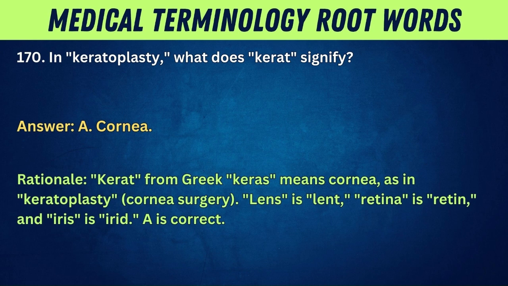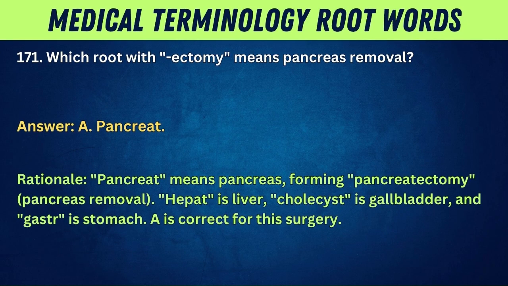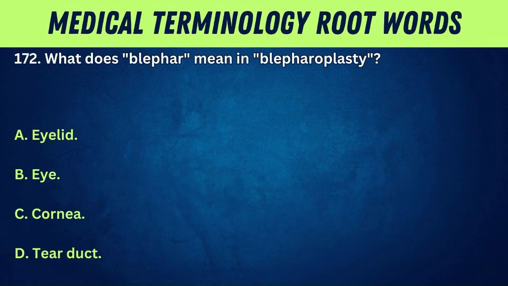A is correct. 171. Which root with ectomy means pancreas removal? A. Pancreat. B. Hepat. C. Cholecyst. D. Gastr. Answer: A. Pancreat. Rationale: pancreat means pancreas, forming pancreatectomy, pancreas removal. Hepat is liver, cholecyst is gallbladder, and gastr is stomach. A is correct for the surgery.